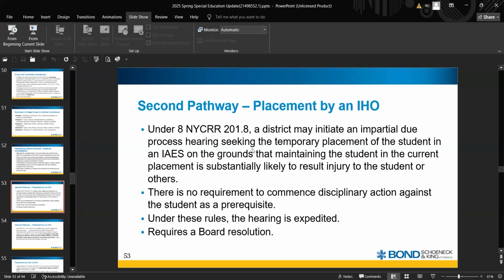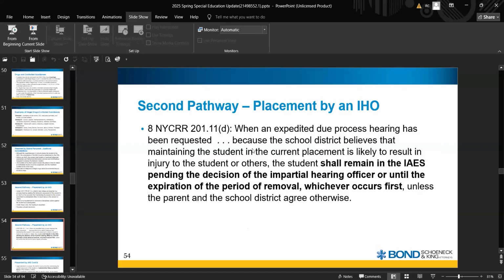But as far as I'm aware, the hearing process under the regs is how you get the automatic pendency removal to the IES. Right? So that's one reason you may want to have a discussion: does this make sense? Maybe we might lose, but at a minimum, maybe we get them out for 20 days. That could factor into your discussion.